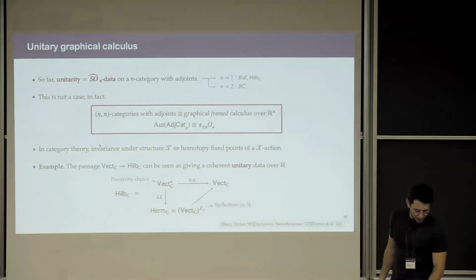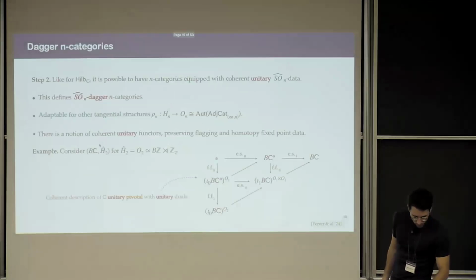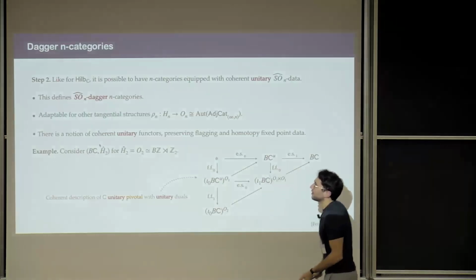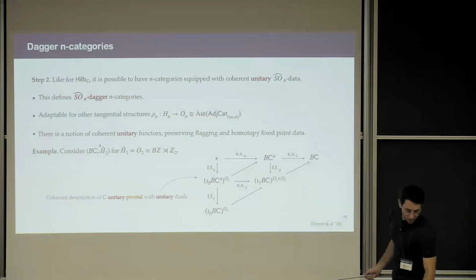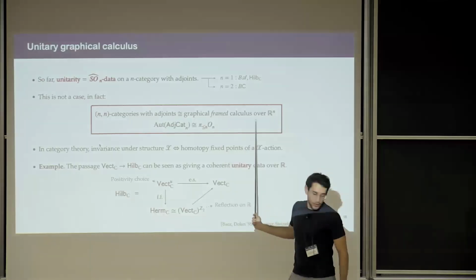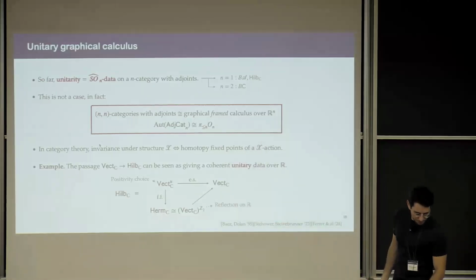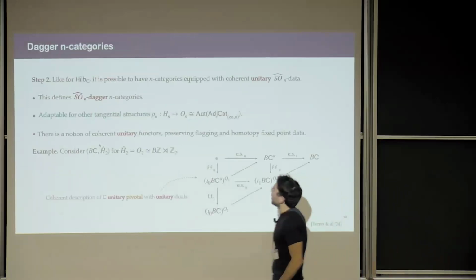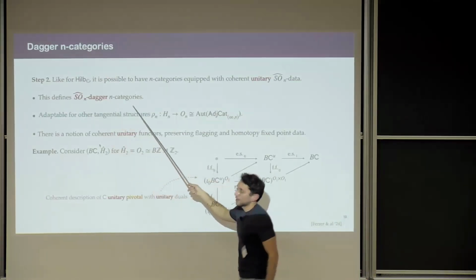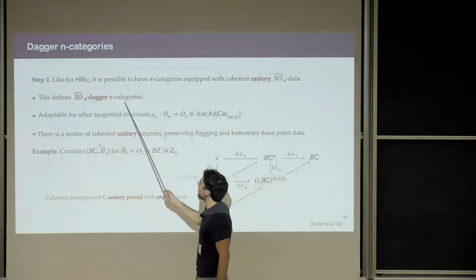Now, why am I presenting this? Because this way of describing unitary categories in 1D can be generalized to any dimension, precisely because, as I said earlier, n-categories with adjoints are a graphical framed calculus over R^n for any dimension. So we can do the same thing as I just did for Hilb in any dimension. And this O(2) describes the notions of unitarity with respect to SO(n) for higher categories, so for higher fusion categories, for example.